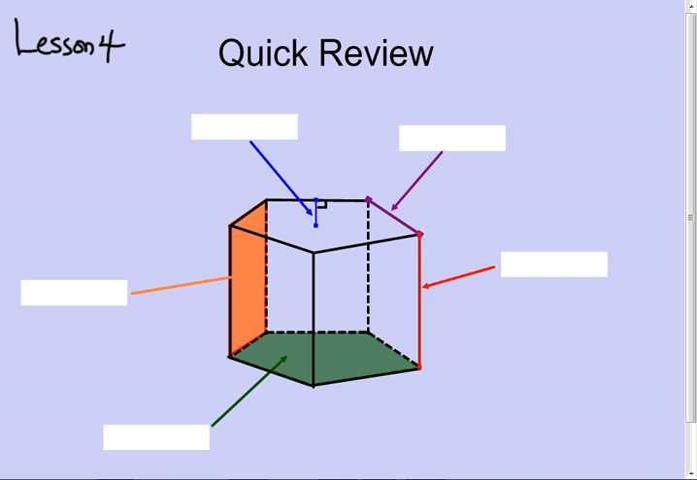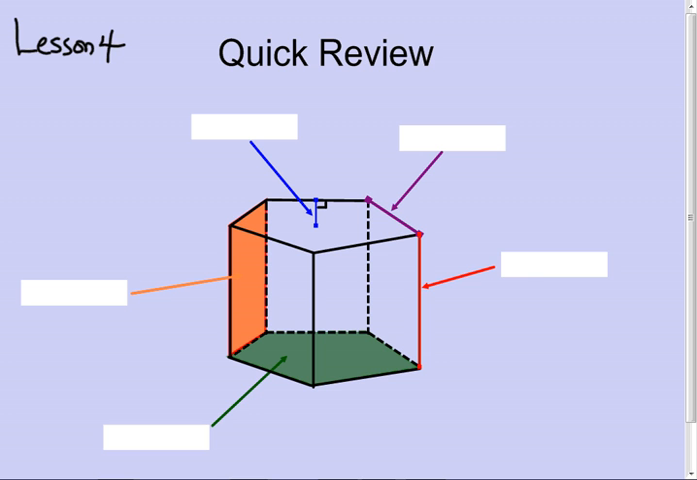Quickly review this. I can do what you can't do. Okay, you guys, what's the red line? Phoebe, what's the red line? It's got a special name. It's an edge. Which kind of edge?